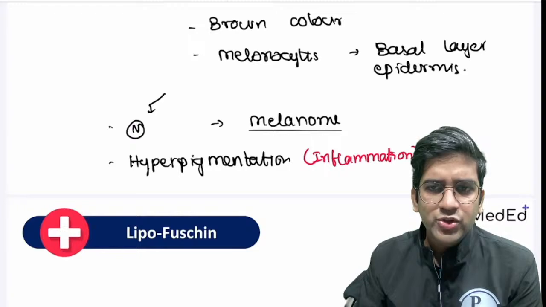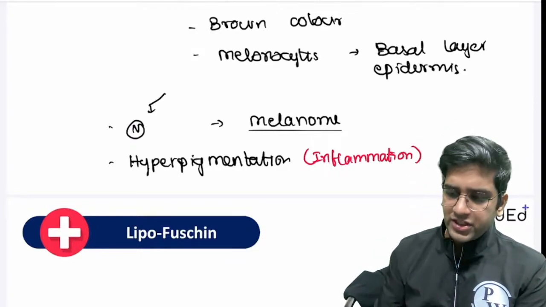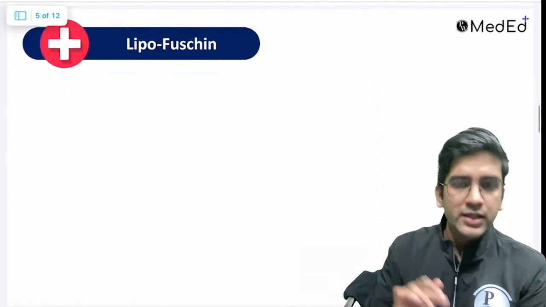Priya is saying whenever urine is excreted, it shouldn't change color. If it changes color, there's some abnormality there. Fine. Okay, that's about melanin.